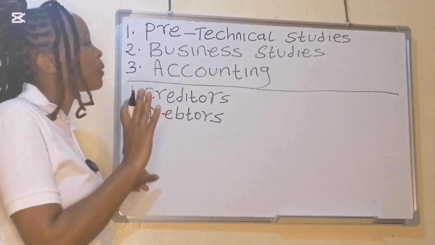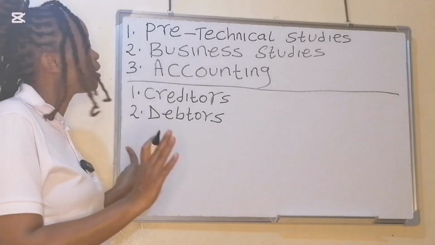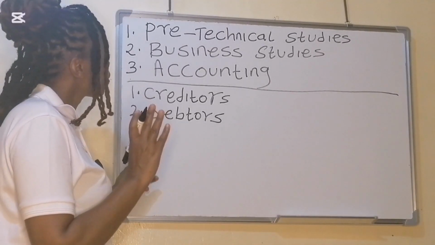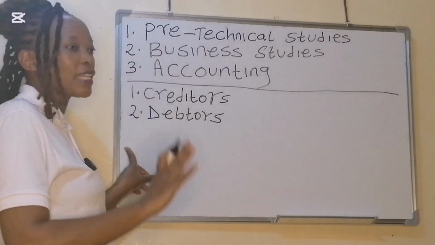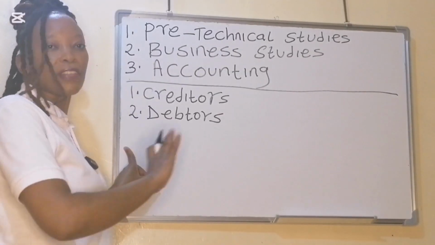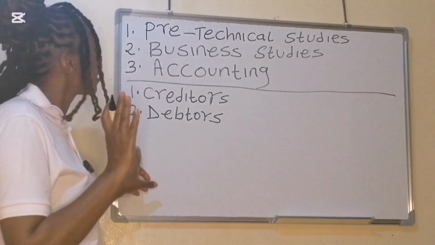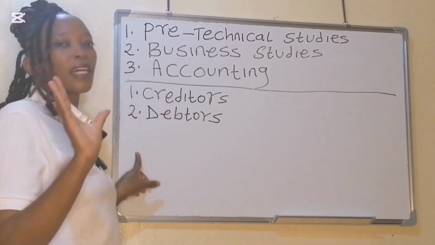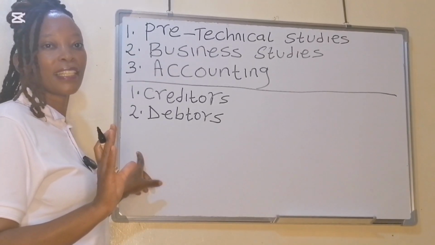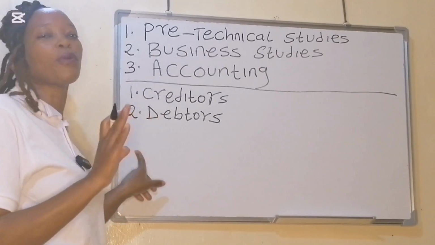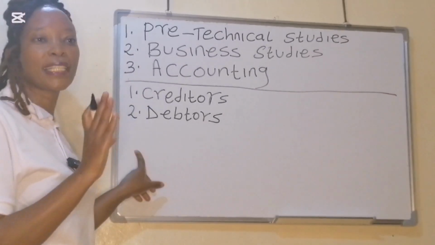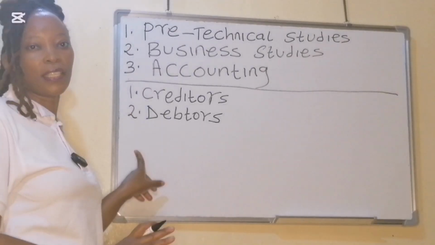They are going to prepare a balance sheet very well, and they are even able to know where the creditor goes, whether creditor is an asset or what. They will know everything, but they cannot tell you who is a debtor or a creditor. Okay? So they will tell you a creditor is a liability, but when you ask them who is a creditor in simple language, they don't know.